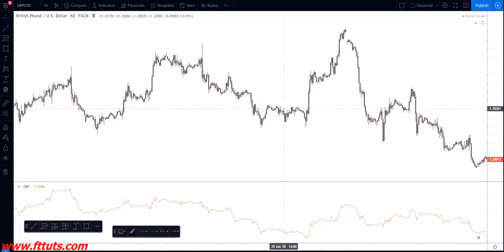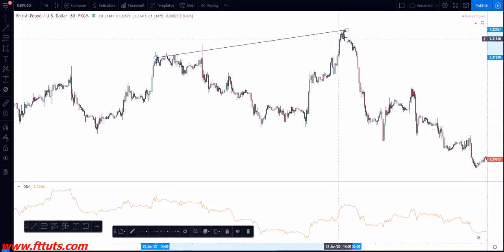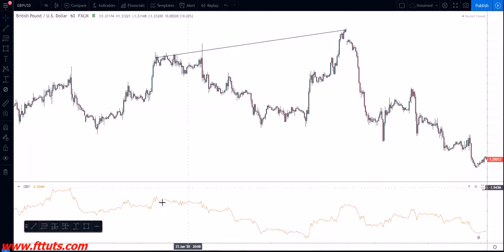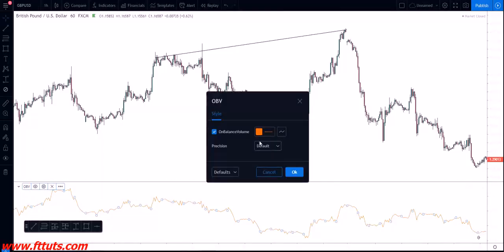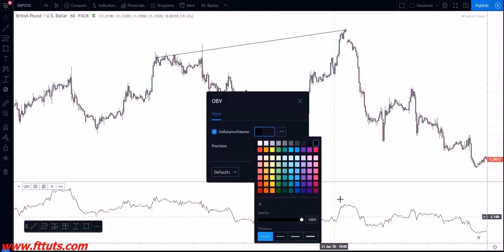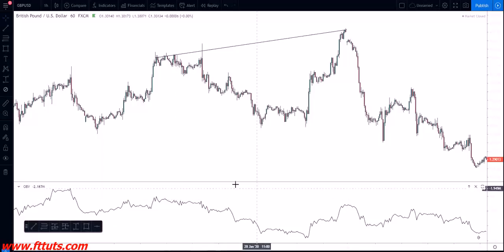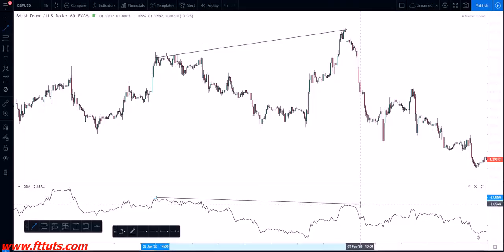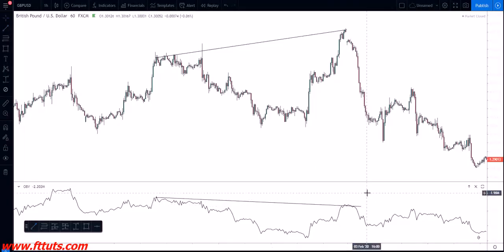As you can see, if you were to draw from these points right here to this point, you have a higher high being made here. But we're going to take a look at our on balance volume and see what we see. And I'm going to make this black so it's a little easier to see for you guys. Boom. But if you were to take this on balance volume and draw that same trend from the same spot, look at that. Look at that. It's doing the opposite, right?